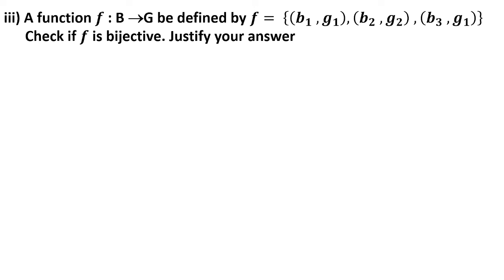Okay. A function is defined like this. You have to check whether it is a bijective function. Remember, for a bijective function, what should be there? It should be one-one and onto. If one-one is not there, it is not bijective. If onto is also not there, it is not bijective.